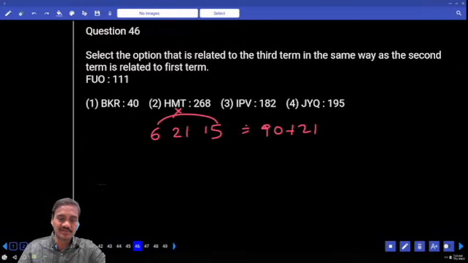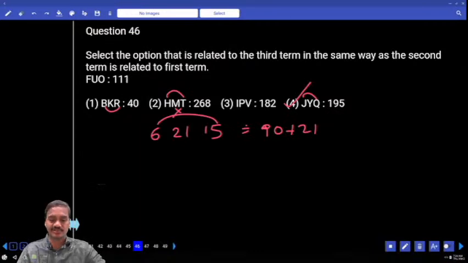Done? And in the same way, B and R. B and R, tell me: 2 and 18, 36. 36 plus 11, it is not working. H and T, 20 and 8, 160. 160 plus 13 is not coming. I and V, 9 and 22. 22 into 9, does it work? No. And J and Q, 170. 170 plus 25, 195 joins. Then 46: product of the first and the last letters is added to the middle letter values.